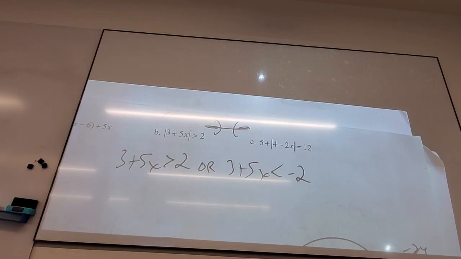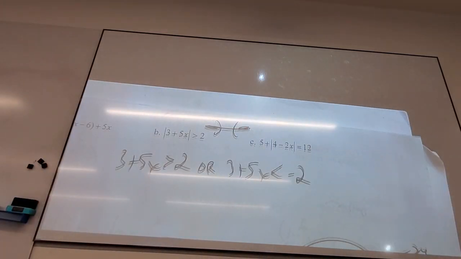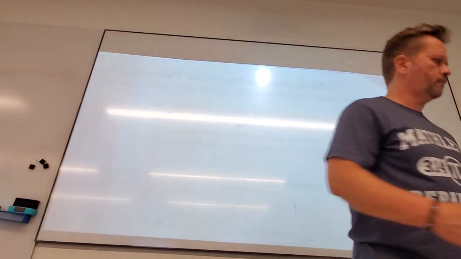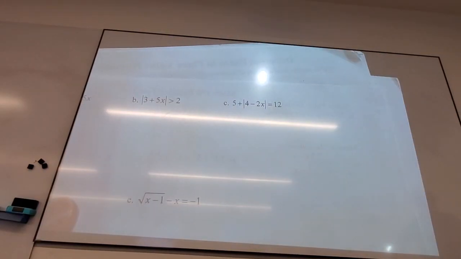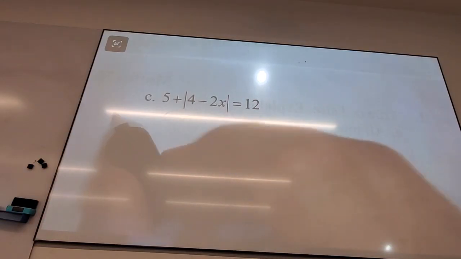So go to 5C. One little thing. So looking at 5C, the first step on 5C is to subtract 5. Get the place where your variable is by itself.